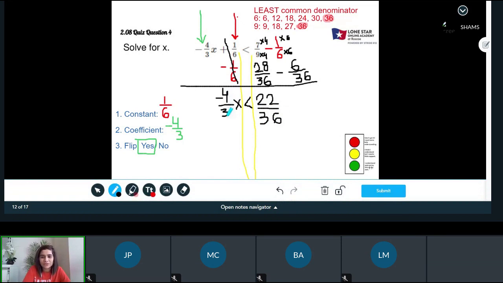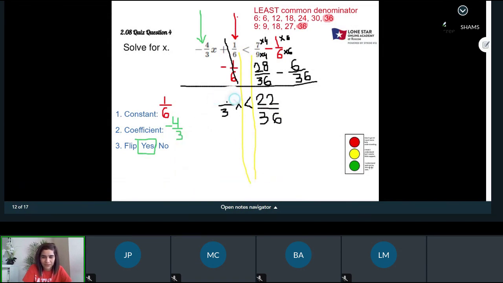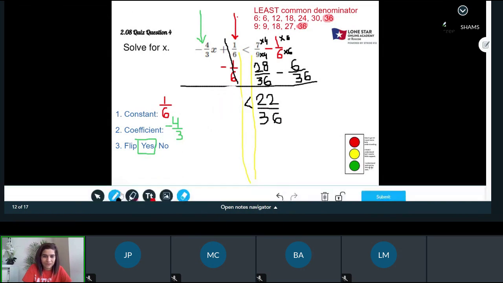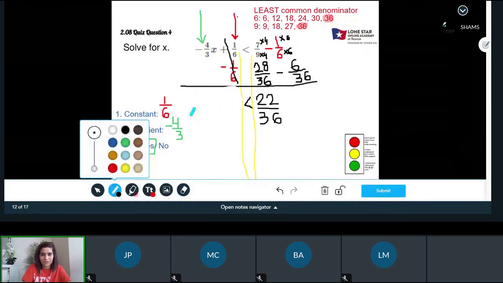To get rid of negative 4/3, I will divide both sides by negative 4/3. Do you guys agree to that? Let me go ahead and rewrite the negative 4/3 x so that I will have some room to do what I'm planning to do.